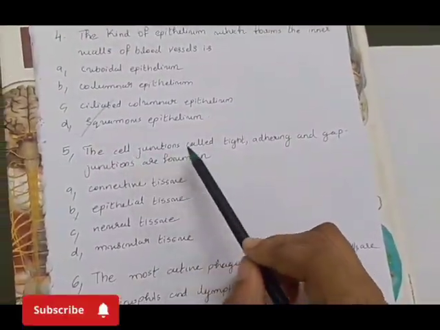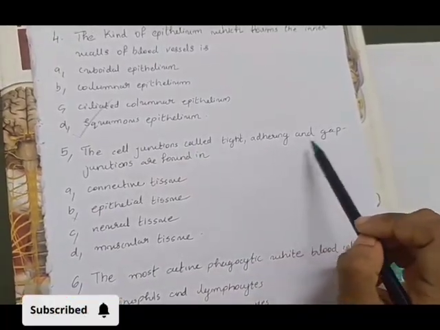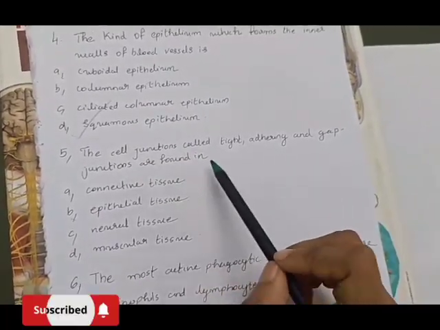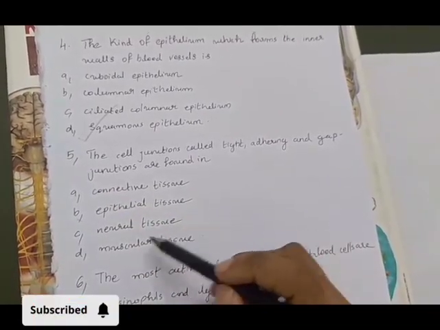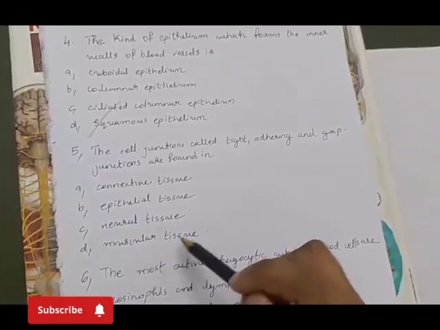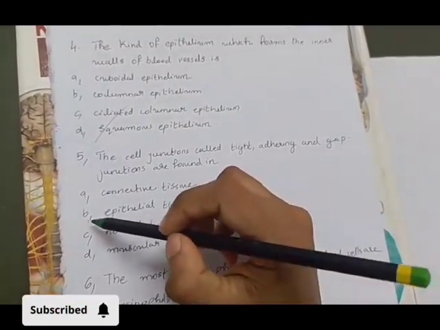5. The cell junctions called tight, adhering and gap junctions are found in option A. Connective tissue, B. Epithelial tissue, C. Neural tissue, D. Muscular tissue. Answer option B, epithelial tissue.